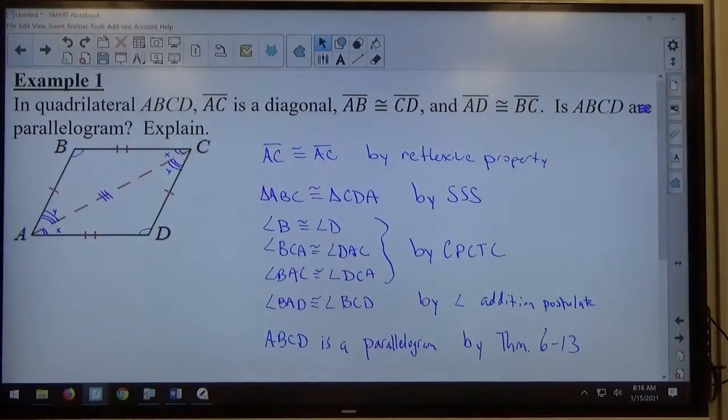Remember, your theorems have an if-then component to them. The if part must be met to conclude the then part. The if part of that says if both pairs of opposite angles of a quadrilateral are congruent. Well, one pair is congruent, B and D, the second pair is congruent, A and C, so both pairs are congruent. So the conclusion we're allowed to draw is that it's a parallelogram. So that's theorem 6.13 to show that.